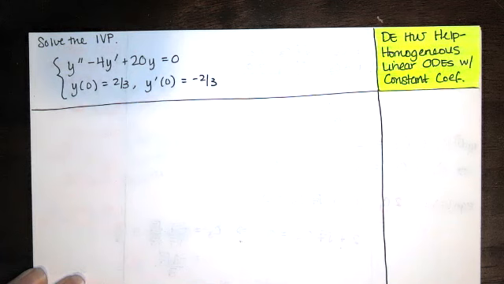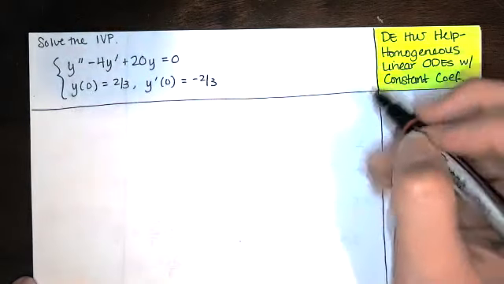First, we solve the differential equation. We find the general solution, and then after we find the general solution, we use these two initial conditions to find the values of the constants in our general solution. So let's start by solving the differential equation.